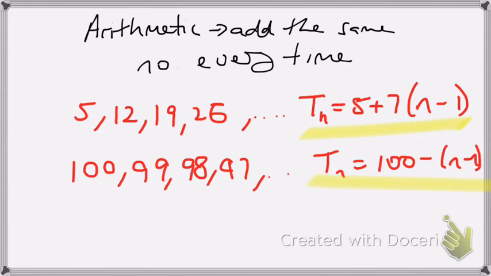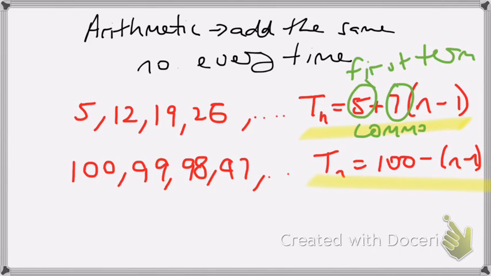Notationally, this thing here is called the first term, because it is always the first term. This here is called the common difference. The whole point of an arithmetic progression is that every number has the same difference from the number after it.